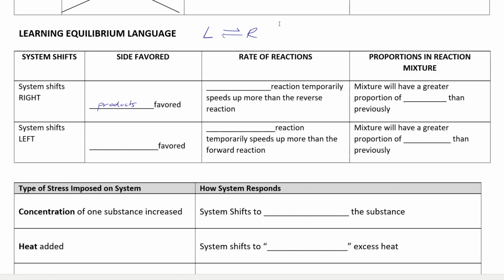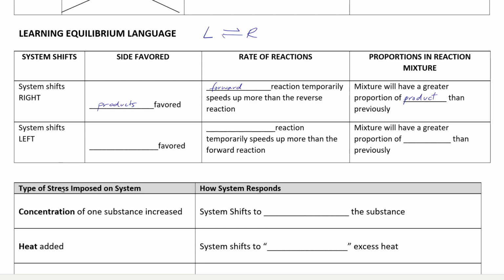The reason for that is the forward reaction temporarily speeds up more than the reverse reaction, and the mixture will have a greater proportion of product than there was previously.